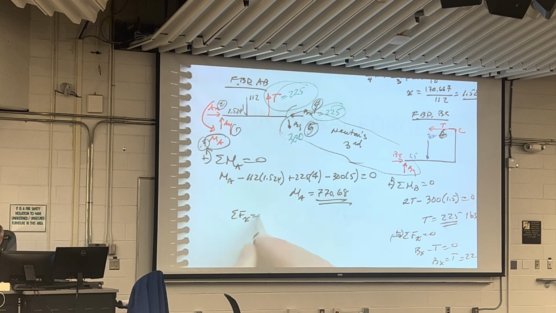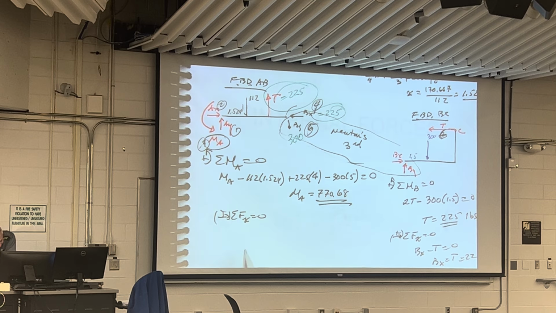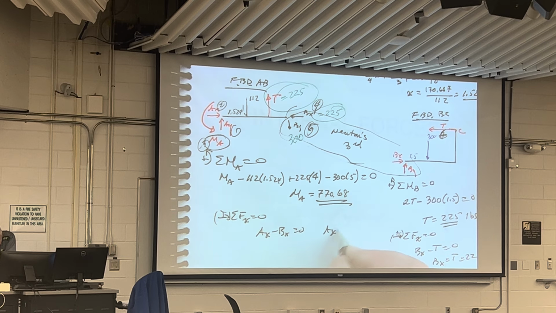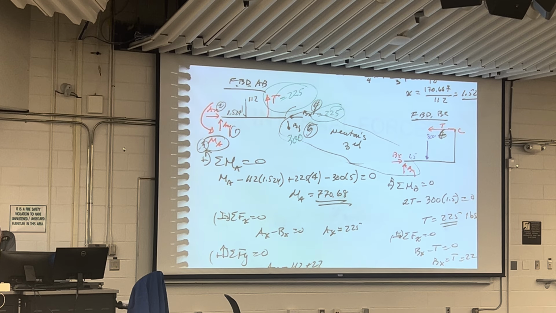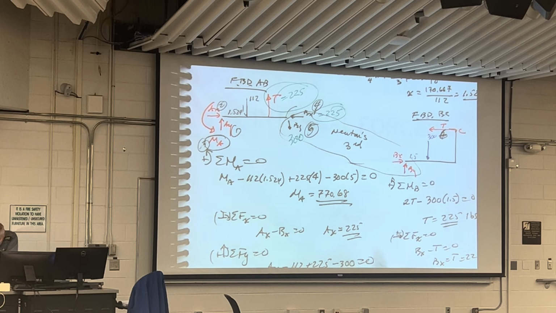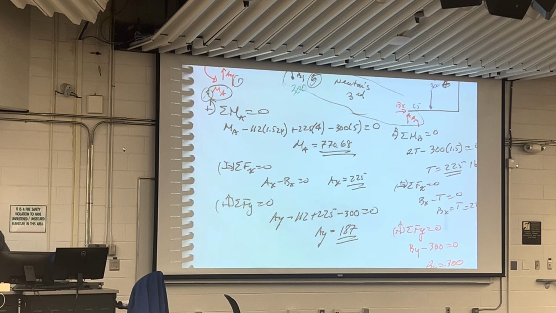Sum forces in the x equals 0, positive to the right. AX minus BX equals 0, or AX is equal to 225. Sum forces in the y equals 0, positive up. That says AY minus 112 plus 225 minus 300 equals 0. AY is 187. All these are in the right direction because I got positive numbers all the way through. Because I'm a great guesser.